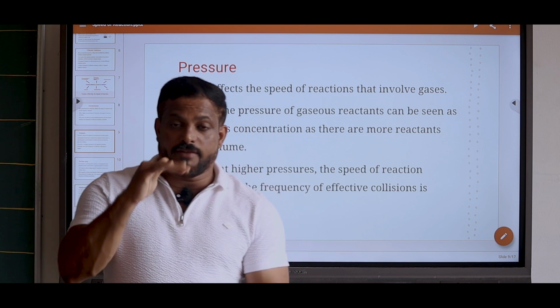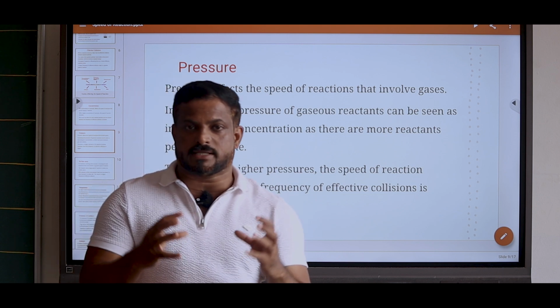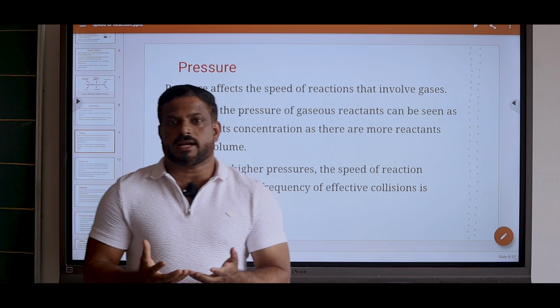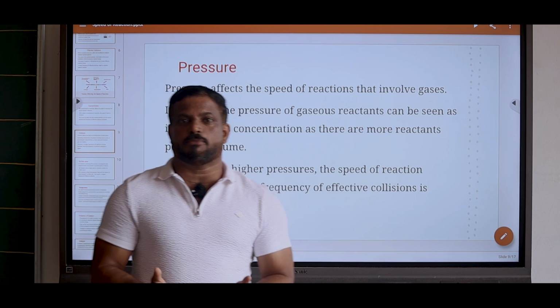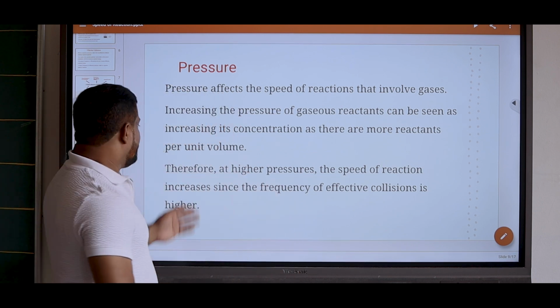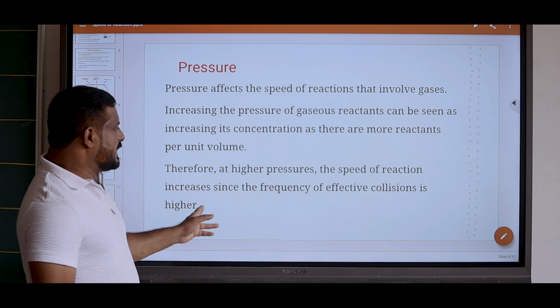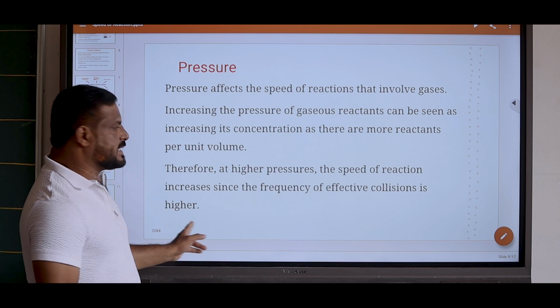That means when we apply the pressure, the volume is reduced. When volume is reduced, the particles are closely packed and the collisions are more, so the effective collisions are more. Due to the effective collisions being more, the rate of reaction will be faster. So at a high pressure, the speed of reaction increases since the frequency of effective collisions is higher.